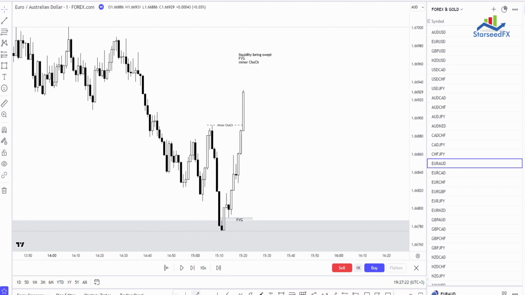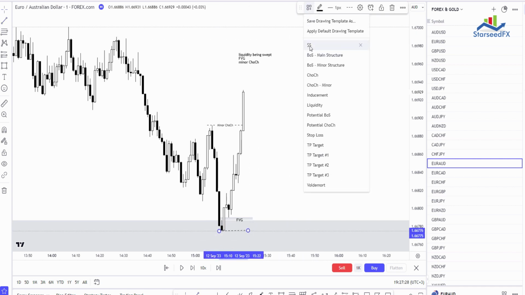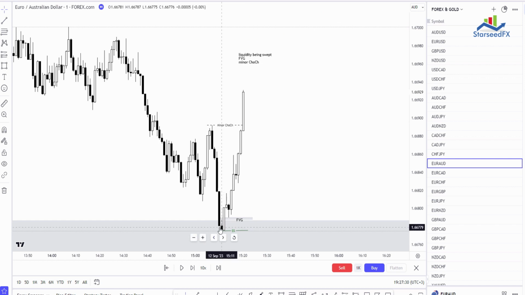But I don't have liquidity being swept. The liquidity is still resting in here. So can I place a pending buy at this zone? No, I'm not going to place any pending buy over here because our checklist setup is not complete.